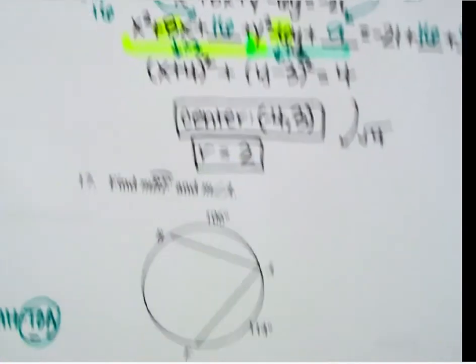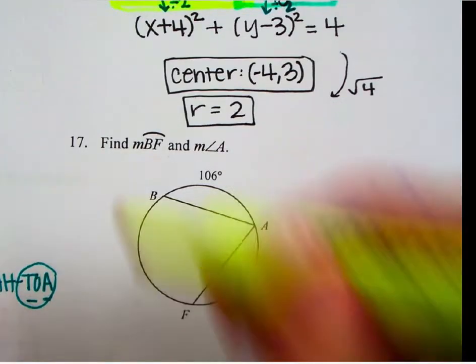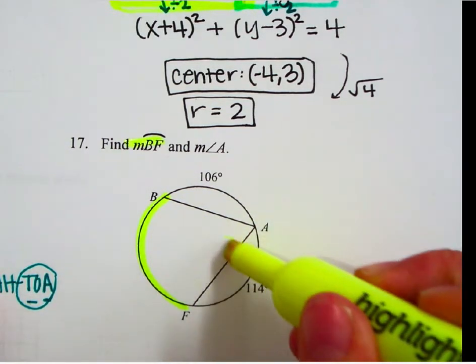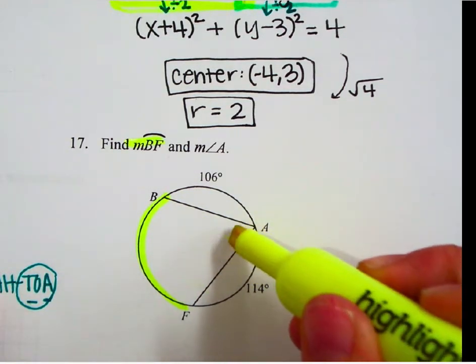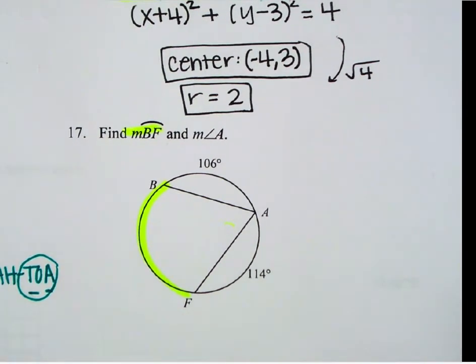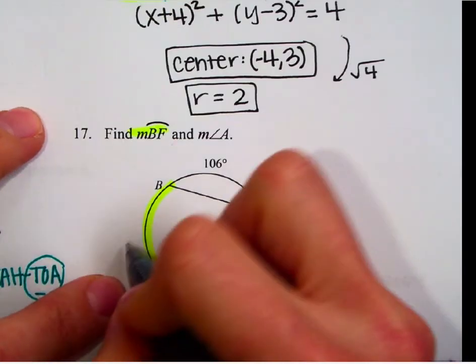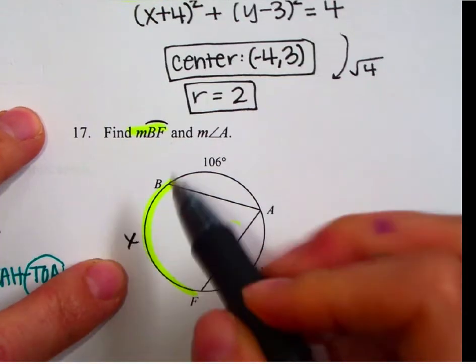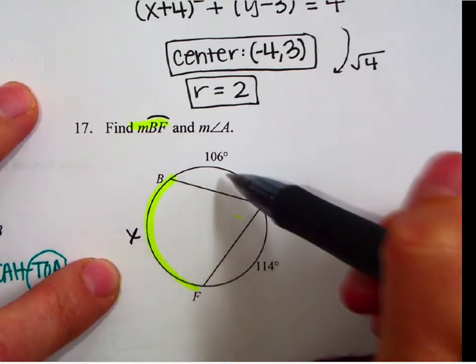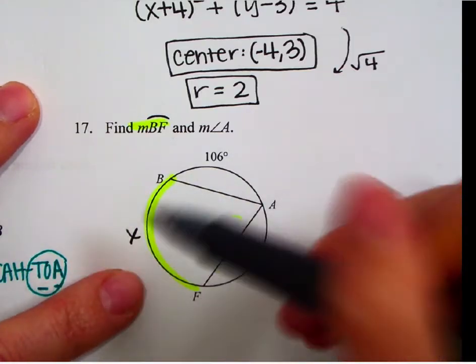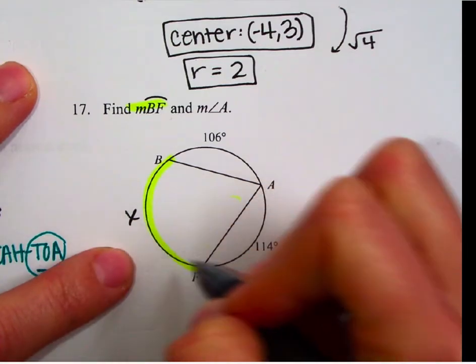Number 17, we're going to find the measure of arc BF, and we're going to be finding the measure of angle A, which is here. Okay, so I'm going to start by finding the measure of arc BF. I'm going to actually call that x, and I'm going to look at all of the arcs that are given to me and see that the arcs given plus the arc I'm trying to find make up the entire circle.